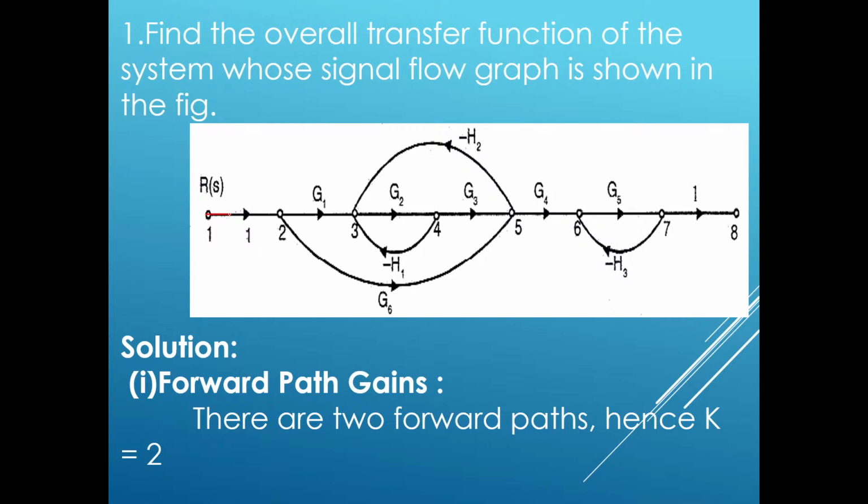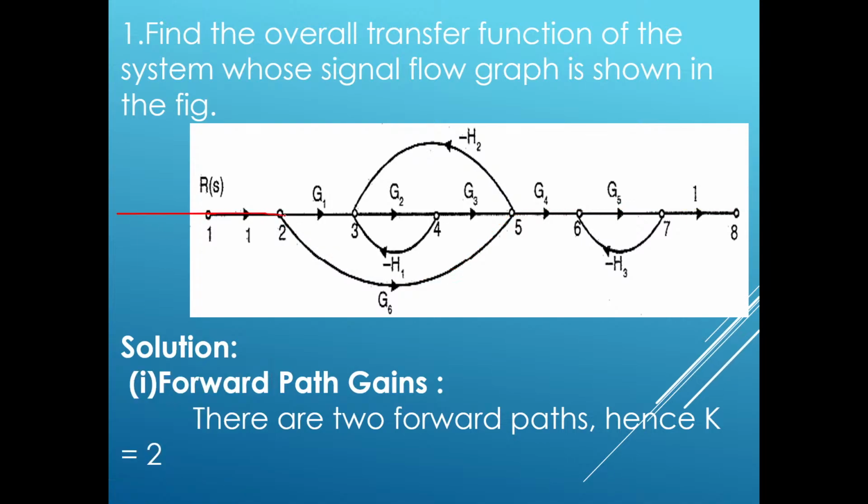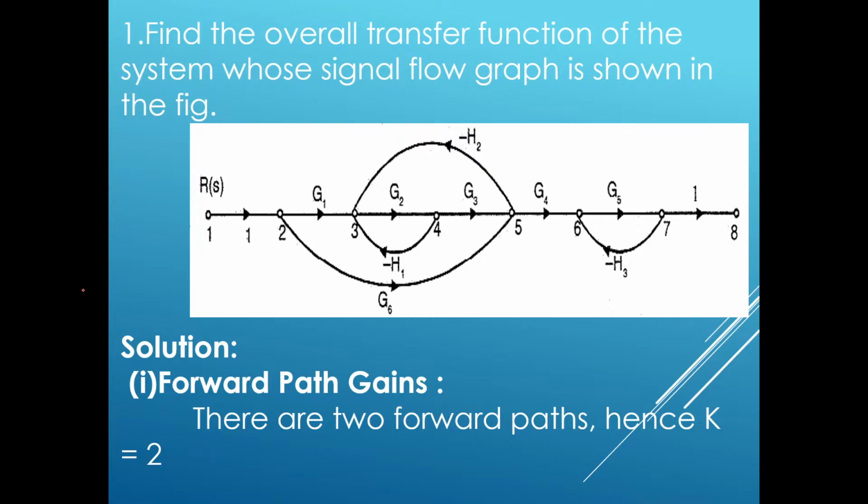Let us check one more. Another forward path is from node 1 to node 2, from node 2 to node 5, node 5 to node 6, node 6 to node 7, node 7 to node 8. So this is another forward path. Till now we have got 2 forward paths for this signal flow diagram. Let us check after coming to node 3. There is a return path here, so there is no other forward path. Only 2 forward paths are there for this given signal flow graph.